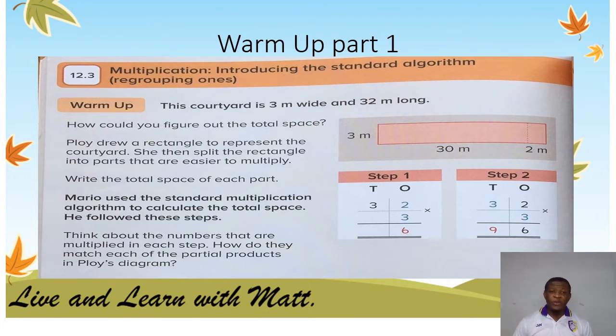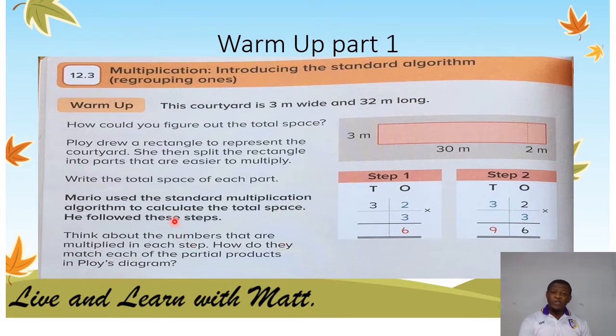Ploy drew a rectangle to represent the courtyard. As you can see here, she then split the rectangle into parts that are easier to multiply. So this is 3 meters here, and the 32 is split into 30 and 2. Now write the total space of each part.